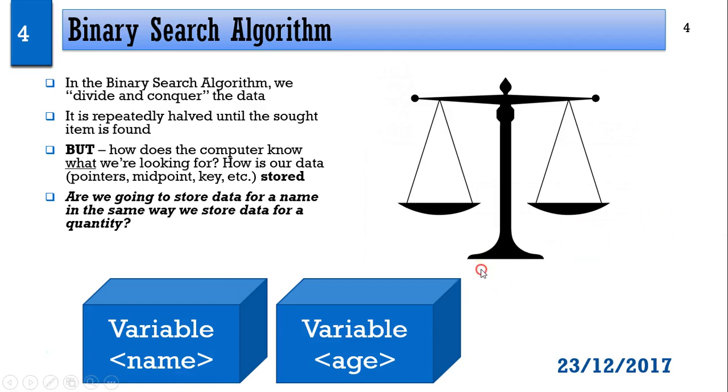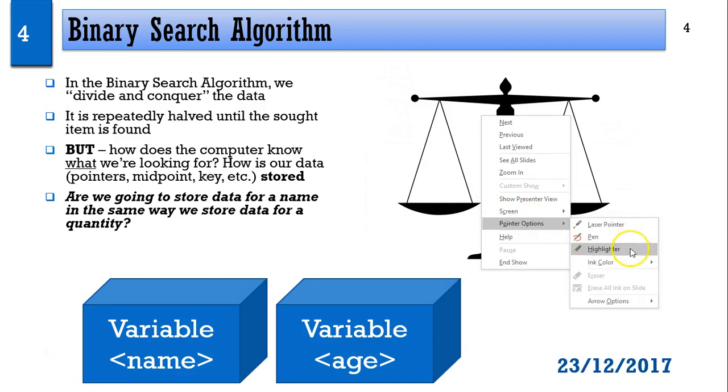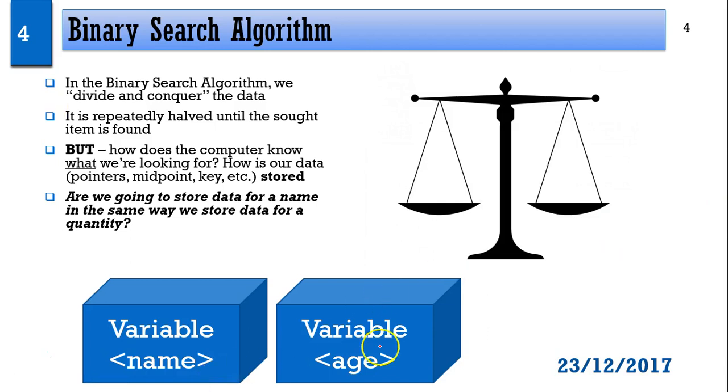Here we have two variables: variable name and variable age. For a name, we're going to store something like Bob. For age, we're going to store something completely different. For example, Bob's age might be 41. These two types of data are completely different. So how could we classify type of data in relation to its purpose? Well, this is where data types come in.